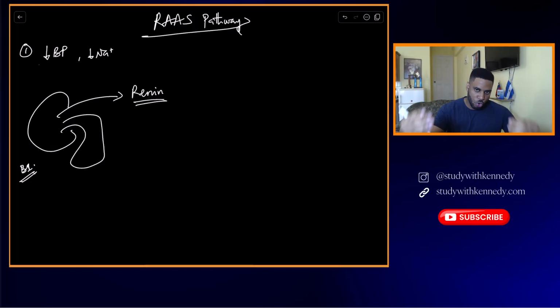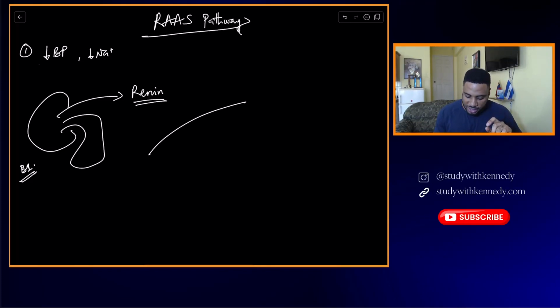So remember, low blood pressure activates the sympathetic nervous system. The beta-1 receptor is part of the sympathetic nervous system. It's going to trigger the release of renin. Or simply put, when there is low blood pressure or hyponatremia, there will be a release of renin from the kidneys. So what does renin do?